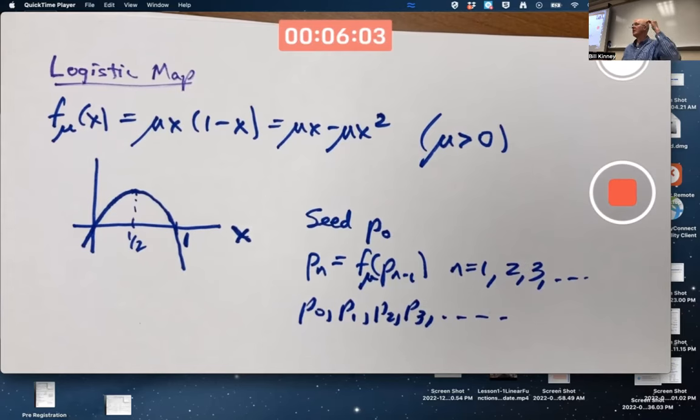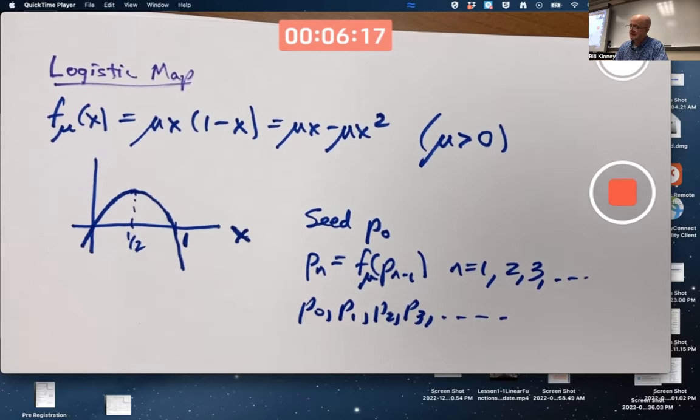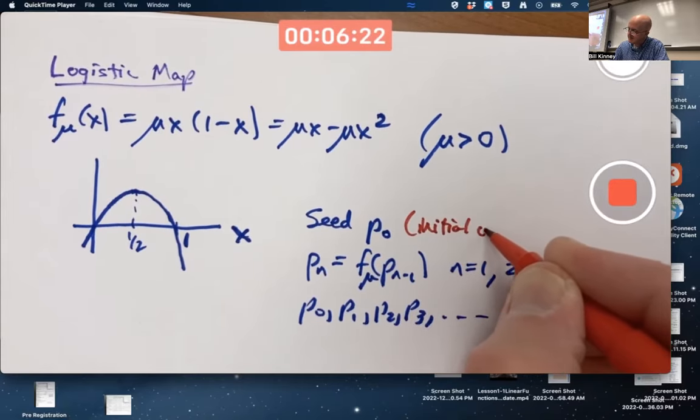Starting with the subscript of 0, but I don't have to start with the subscript of 0. It's just convenient here to emphasize that P sub 0 is like the initial condition. But you could start with P1 and say that's your seed, your initial condition, if you like.